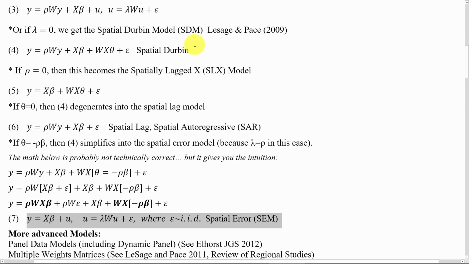Now, if you estimate the spatial Durbin model and you're getting strong, statistically significant coefficients for all of these spatial parameters, fine. Maybe that's a good model to go with. But if not, you can test these restrictions to see if one of these simpler models could work.